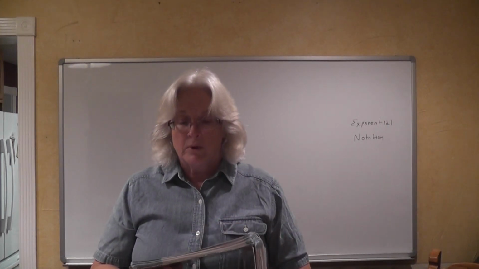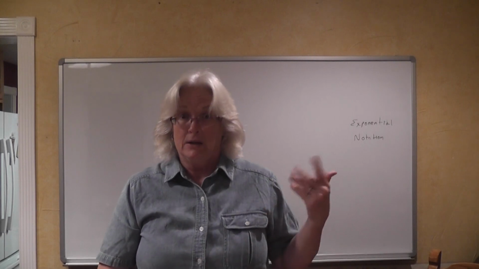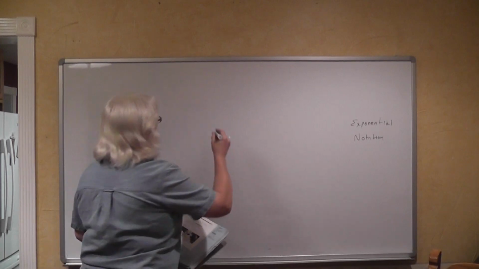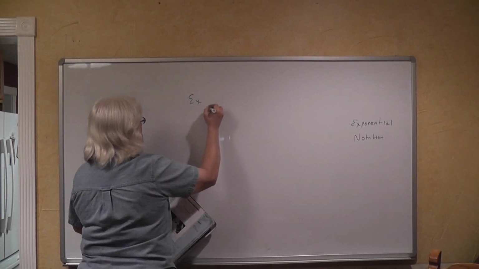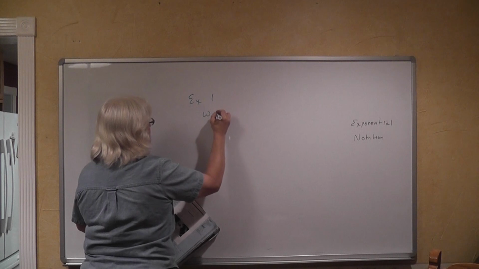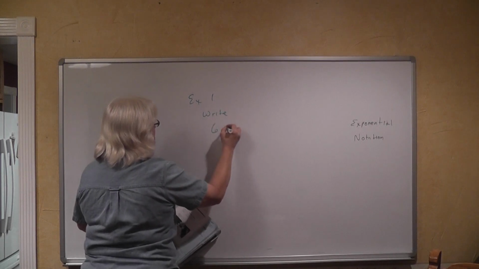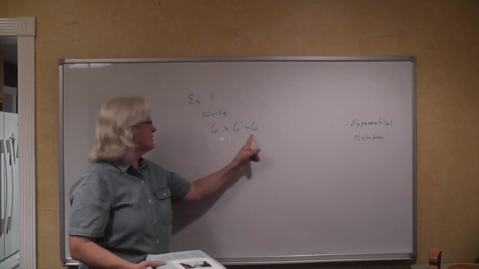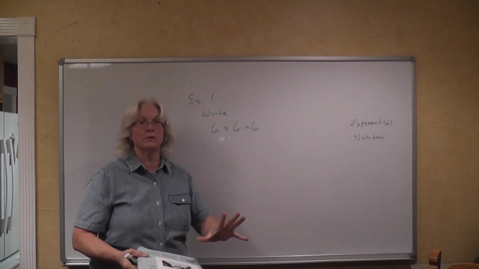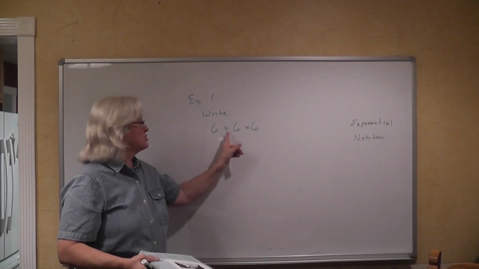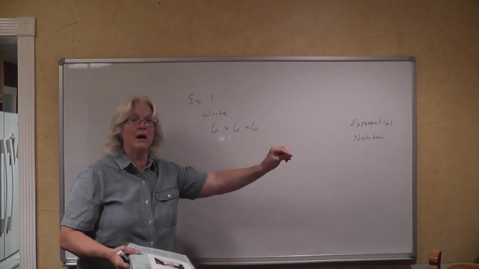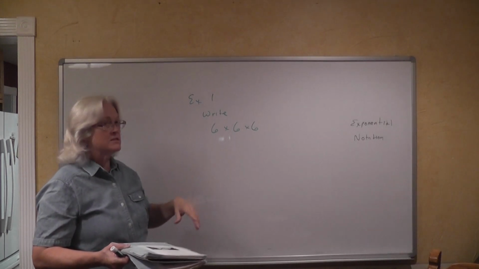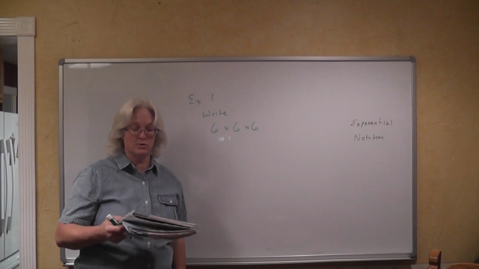When you write a number with a base and an exponent, we say, like I said, the number is in exponential form. Here's an example of a problem, and it says, write 6 times 6 times 6, and you notice they're using that x there for multiplication. They're going to do that. I'm not going to do it. It's not wrong for you to do that, but be moving away from it. Remember, use the dot or use the parentheses. It says write 6 times 6 times 6 in exponential form.